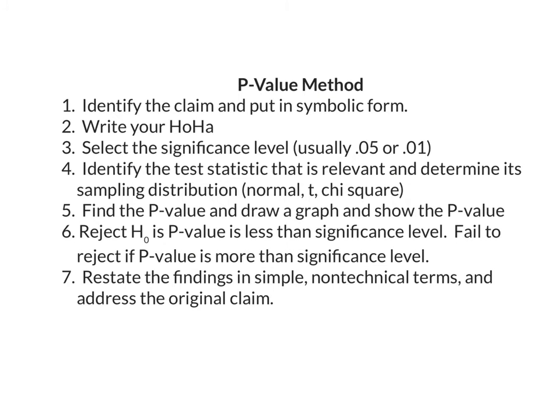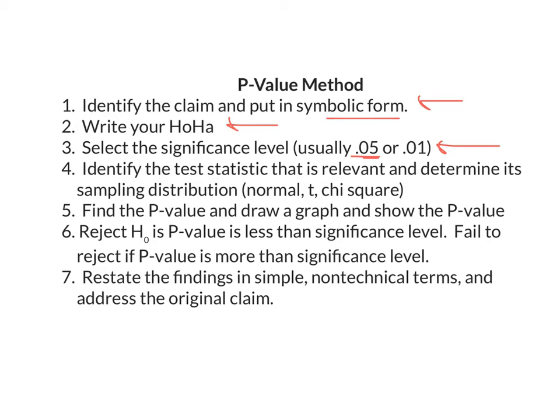The p-value method, which is the method we're going to choose. Number one, we're going to identify the claim and put it in symbolic form. Number two, we write it like H0, Ha. And when I say symbolic form, that means is it a mu, is it a p, is it a sigma, what kind of measure is it? Number three, select the significance level, usually one of those two. We're going to use 0.05 the most, but occasionally we may use a 0.01.